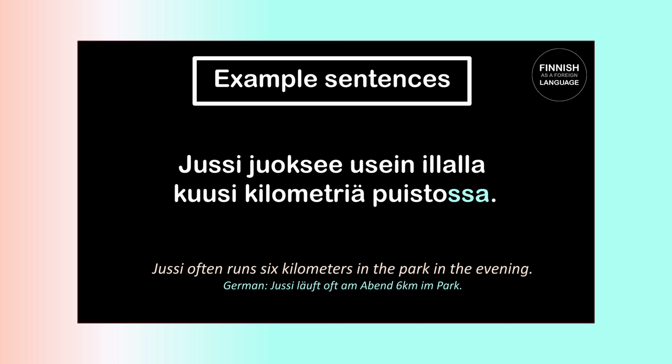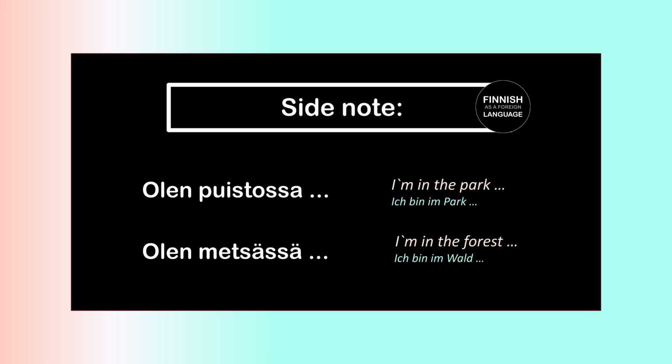6 kilometriä, 6 kilometers. Here we have the partitive case. Kilometriä is the partitive case here. Why? Because it's following a number which is 6, and puistossa is the inessive case of puisto, which means park. Why do we need the inessive case here? Because we want to say where is Jussi running. One more thing to mention is that a park or also a forest are both places that are actually outside.